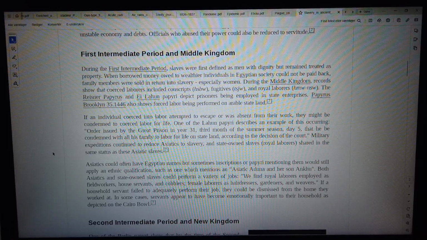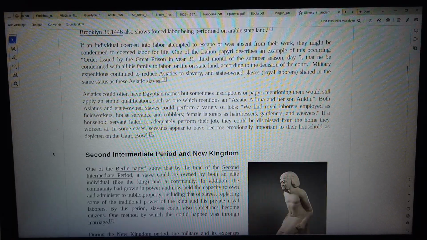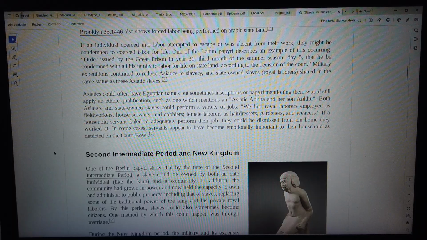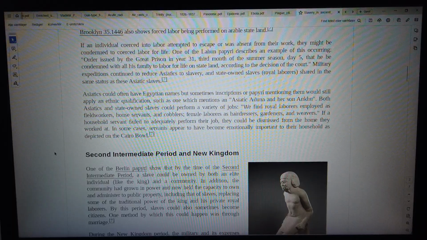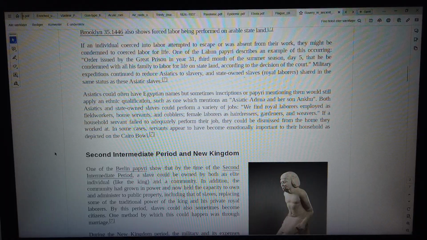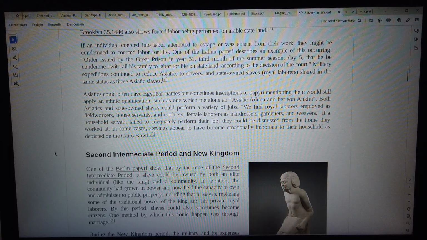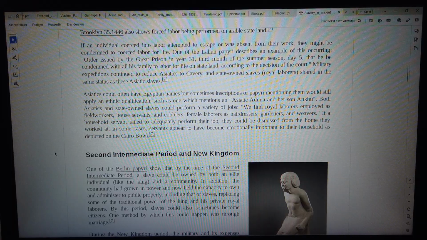If an individual coerced into labor attempted to escape or was absent from their work, they might be condemned to coerced labor for life. One of the La'an Papyri describes an example of this occurring: order issued by the Great Prison in year 31, third month of the summer season, day 5, that he be condemned with all his family to labor for life on state land, according to the decision of the court.